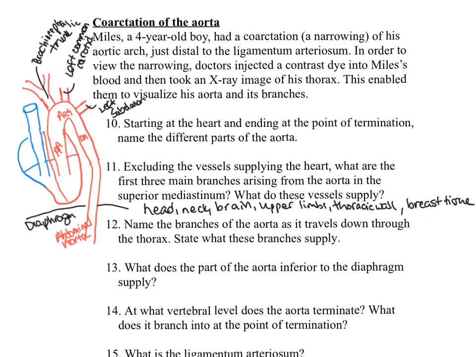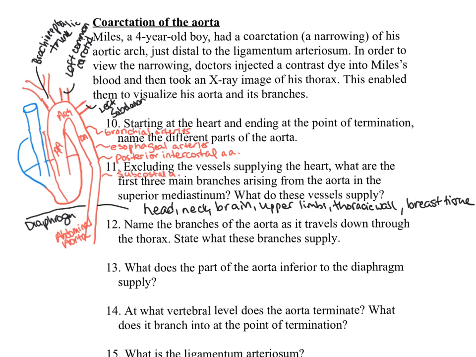Number 12. Name the branches of the aorta as it travels down through the thorax. State what these branches supply. So in the thorax, the aorta gives off the bronchial arteries, which supply the bronchial tree, the esophageal arteries, which supply the esophagus, the posterior intercostal arteries, which supply the intercostal spaces, and the subcostal artery, which supplies the tissue of and just below the 12th rib.